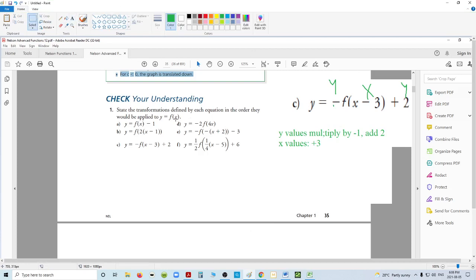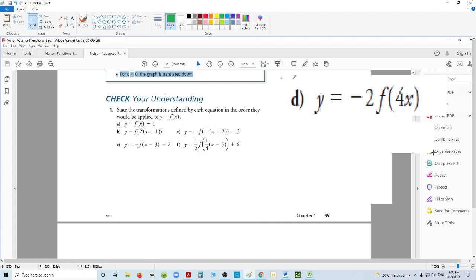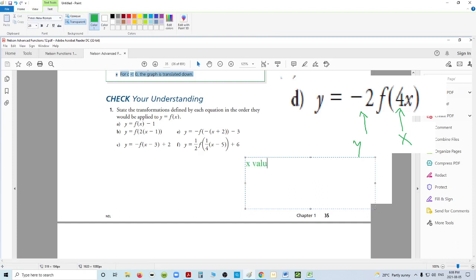Let's look at this next one, D. Okay, what's going on in this one? Well, the thing right beside the x is definitely affecting the x, so that's an x value, and then there's nothing there, and there's nothing there, but there is this minus 2 up here, so that's a y function, which means all my x values don't get multiplied by 4. X values instead get multiplied by a quarter. Now, some people might say it's going to be divided by 4, which is still true, but it's easier just to say it's multiplied by something and learn the reciprocal. Then all my y values are multiplied by minus 2.